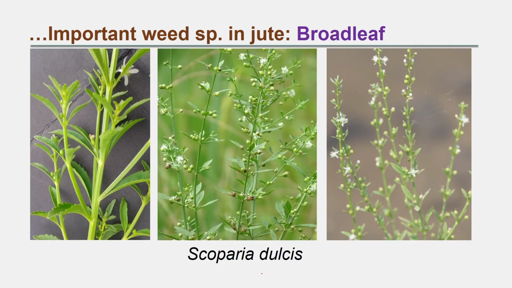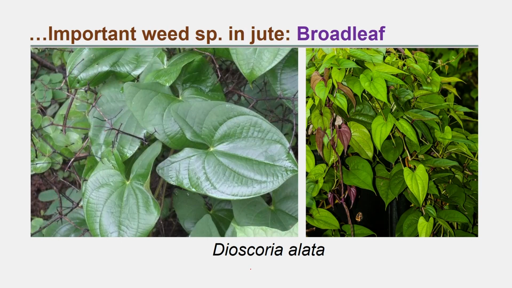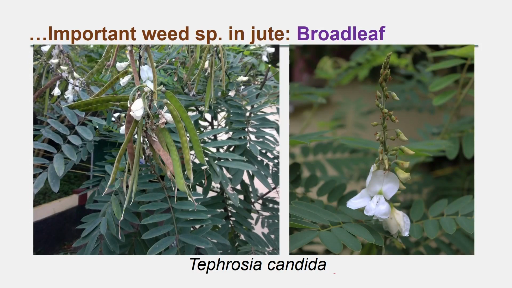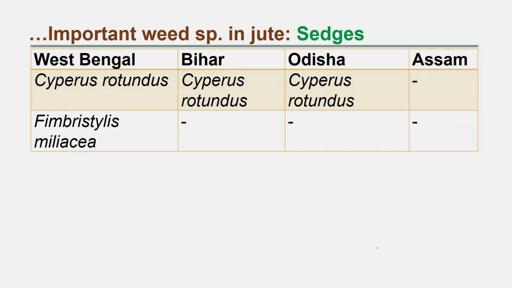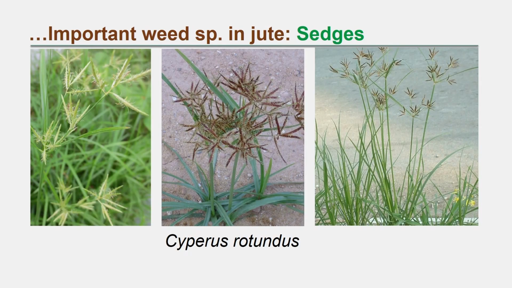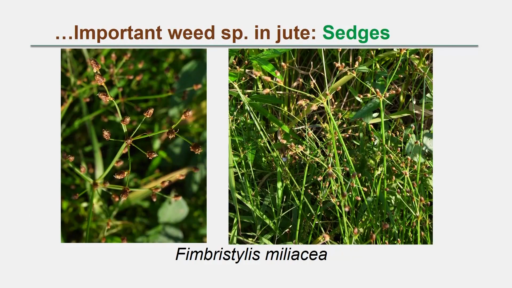This is Scoparia dulcis. You can see Dioscorea alata, and this is Tephrosia candida, and many other weeds like sedges are also there, Cyperus rotundus, your Fimbristylis miliacea. So a number of sedges are also there in jute crop. Like Cyperus rotundus, you can see this picture, many of you must be knowing it.